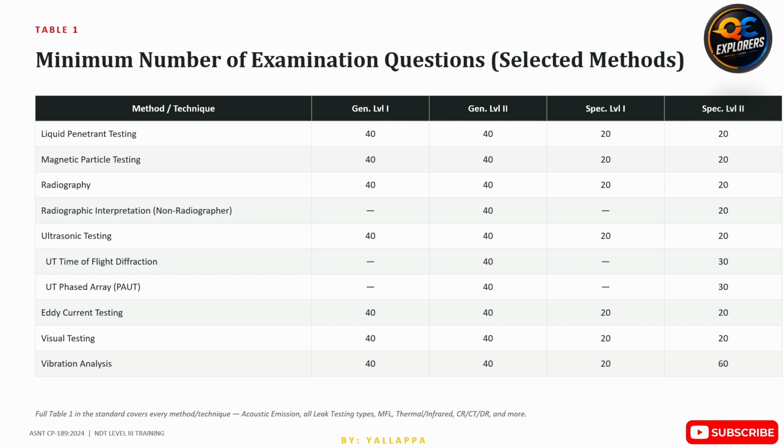The specific examination, on the other hand, focuses on the employer's procedures, applicable codes, acceptance criteria, equipment, and customer requirements. Although the number of questions is often 20, the content is unique to each employer because it reflects the actual work performed within that organization. Now, let's examine the exceptions shown in the table. One example is radiographic image interpretation for non-radiographers.